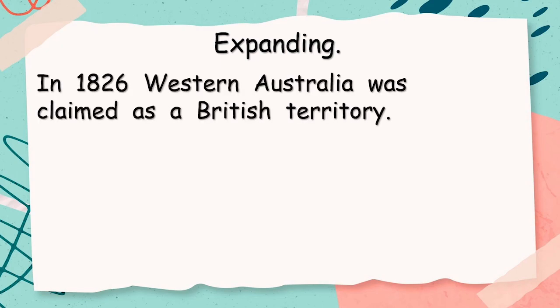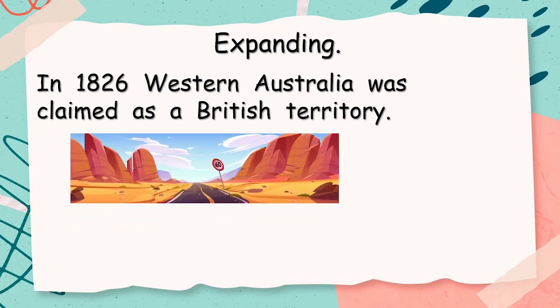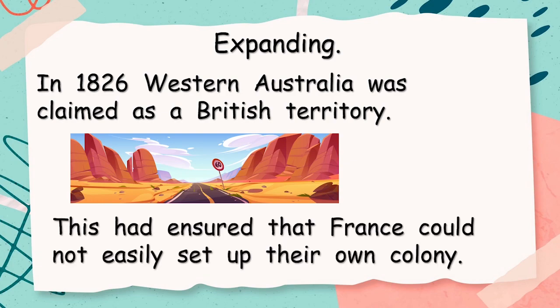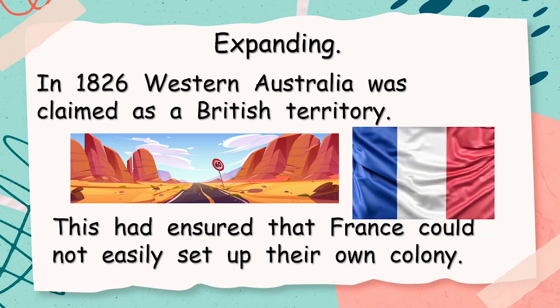In 1826, Western Australia was claimed as a British territory. This ensured that France could not easily set up their own colony. The British wanted it all.